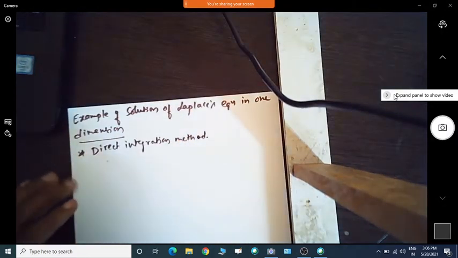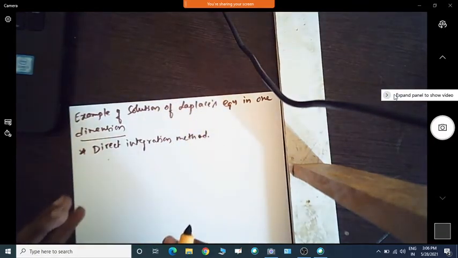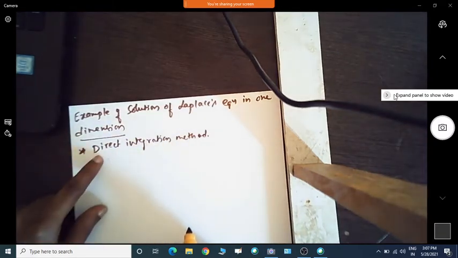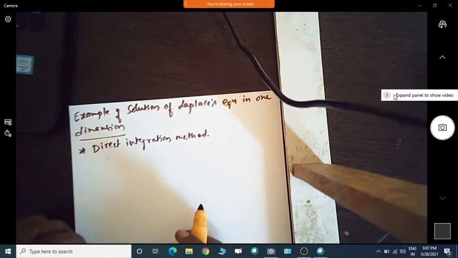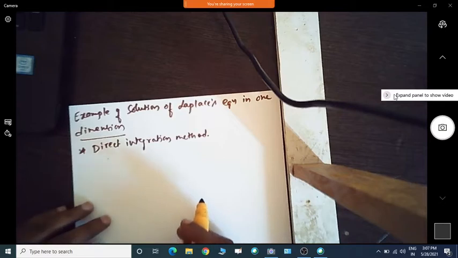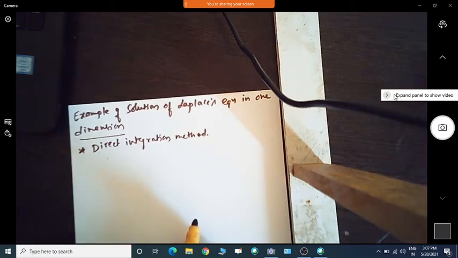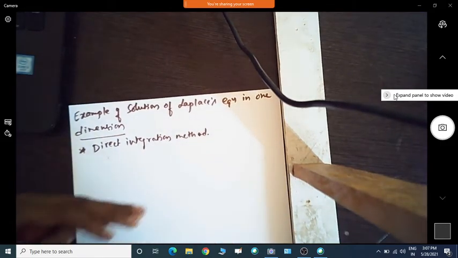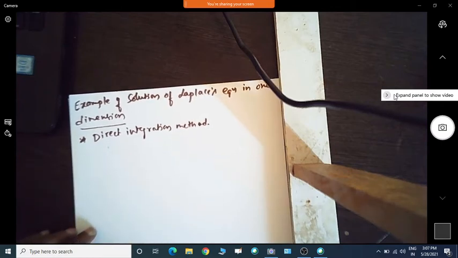If only one variable is involved in the Laplace equation, where the potential is a function of a single variable, then this is a very easy method to solve, that is, the direct integration method. Now if the potential function depends on more than one variable, then we have to use the variable separation technique and solve for the potential function. Now we will see how this direct integration method can solve the Laplace equation in different coordinate systems for a particular problem.